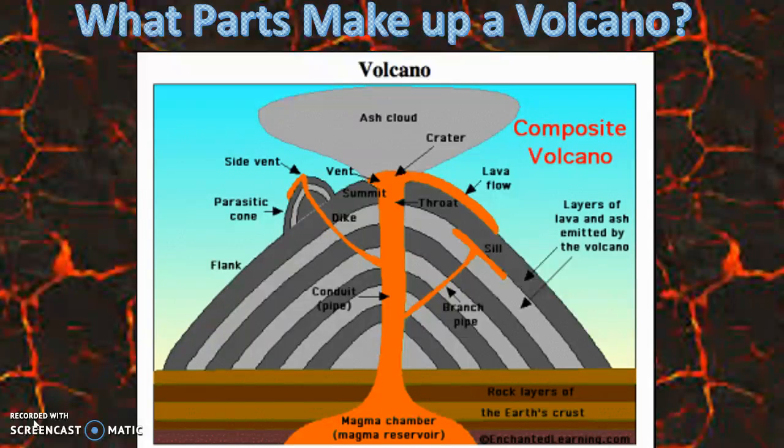And if we keep going up the conduit pipe there, we see off to the side, we have a branch pipe. Alright, and see how it doesn't go all the way through? This is a perfect example of the composite volcano. And then over here, up top here, we have our vent, which is right at the top of the volcano, and our crater. And then we have our ash cloud.